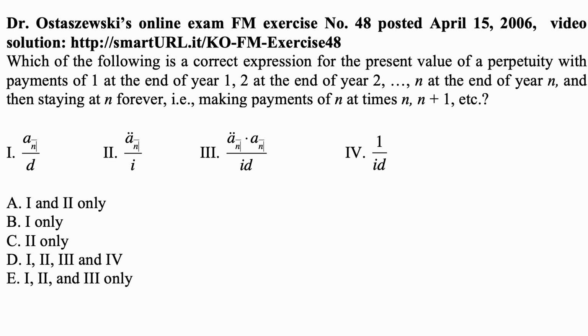Here's a problem for today for exam FM. Which of the following is a correct expression for the present value of a perpetuity with payments of 1 at the end of year 1, 2 at the end of year 2, and so on until n at the end of year n, and then staying at n forever, so making payments of n at times n, n plus 1, and so on. And we have 4 choices, but it could be some of them, more than one that are this, so we'll have to think about it.